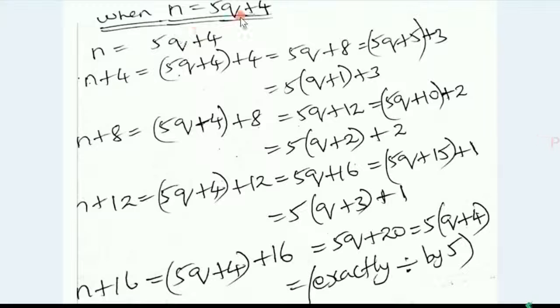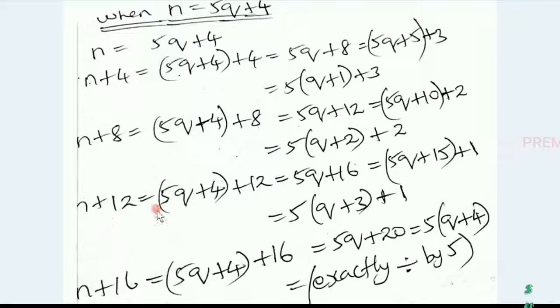Next, n plus 4. n is 5 cube plus 4 plus 4. So this becomes 5 cube plus 8. This 8 can be written as 5 plus 3. Now taking 5 common, 5 into cube plus 1 plus 3. The remainder is 3. So not divisible by 5. So next, n plus 8. n is 5 cube plus 4 plus 8. So 8 plus 4 is 12. Now this 12 can be written as 10 plus 2. Now taking 5 common, 5 into cube plus 2 plus 2. So the remainder is 2. So not divisible by 5.